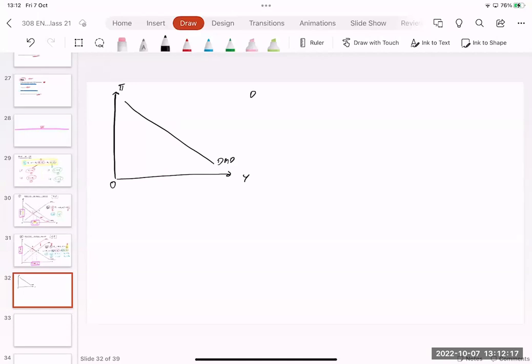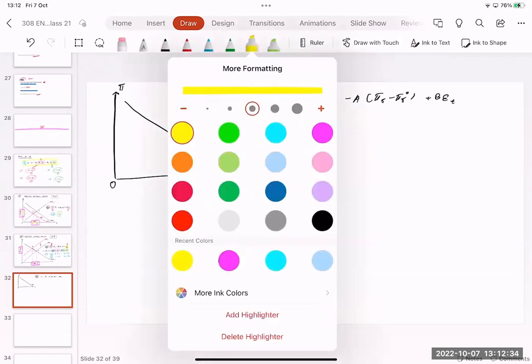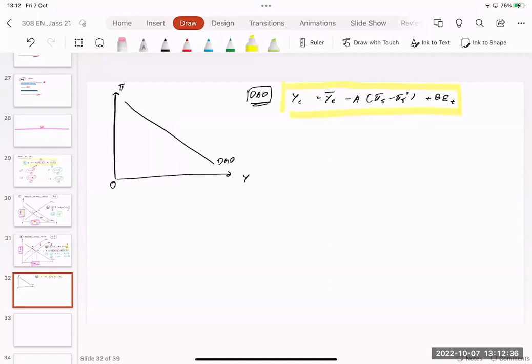And the DAD equation, Y_t equals Y_t bar minus A times (pi_t minus pi_t star) plus B epsilon_t. This is the dynamic aggregate demand equation that we learned before. We saw this equation together before, and you know that A is equal to alpha theta pi over 1 minus alpha theta y, and B equals 1 over 1 minus alpha theta y. We learned this before, okay?